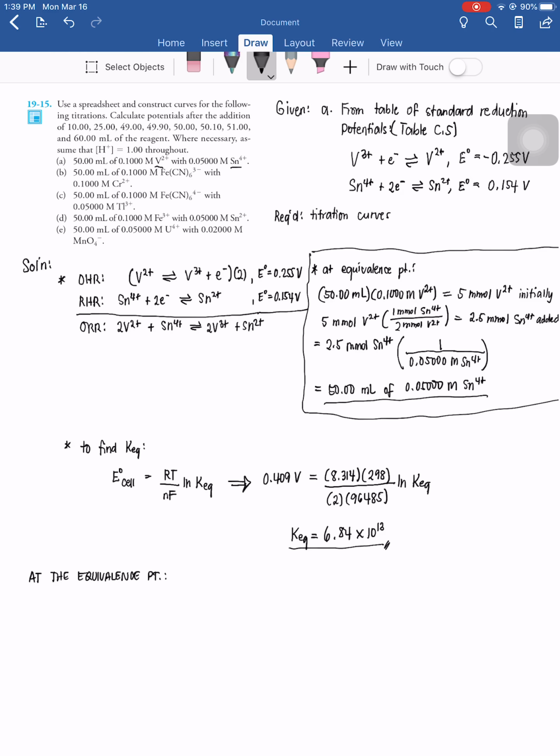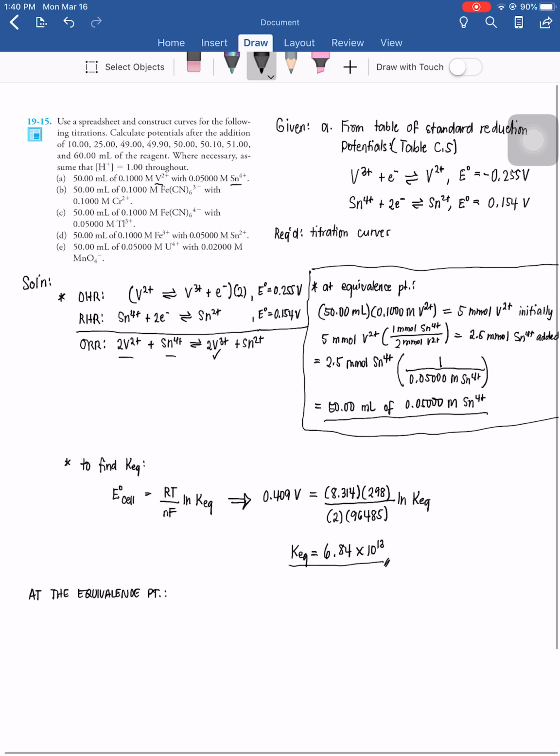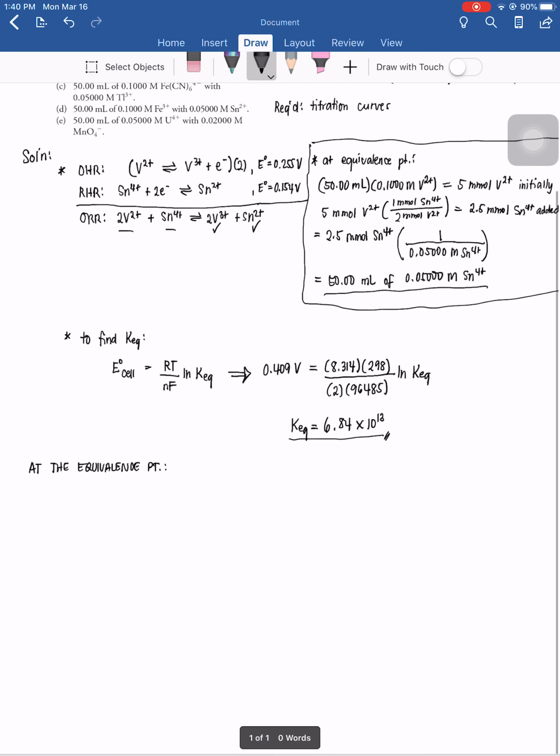Now at the equivalence point, we already have all of the vanadium having reacted with all of the tin-4 that has been added to produce our two products, the vanadium-3 and the tin-2. So let's rewrite that equation over here.